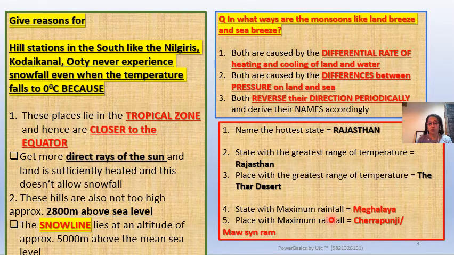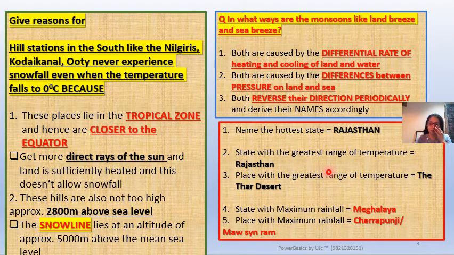These can come as one word answers. Name the state. Which state has the greatest range of temperature? Hottest and coldest, subtract the two, and that is the range. Again, Rajasthan. Name the place with the greatest range of temperature. The state is Rajasthan, hottest is Rajasthan. Ideally, it has to be in Rajasthan, right?